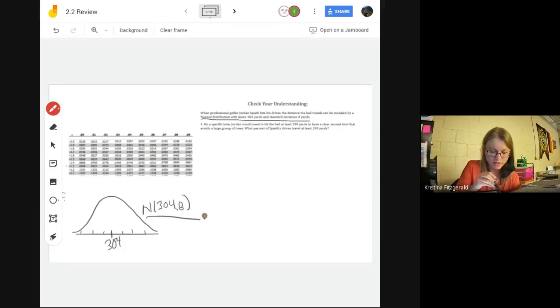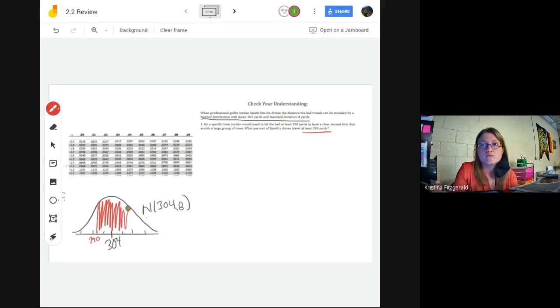So let's mark out where 290 would be. If I think about it, 290 is at least a standard deviation down, because that would be 296. So I'm going to be a little further down, maybe about here. This would be about 290. And it says we want him to go at least 290 yards, so basically 290 yards or more. That's going to be my shaded part that I'm trying to find.